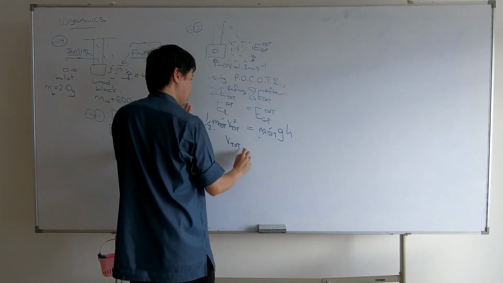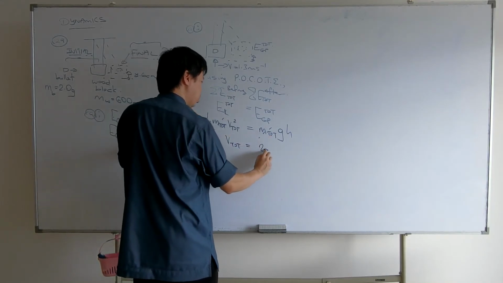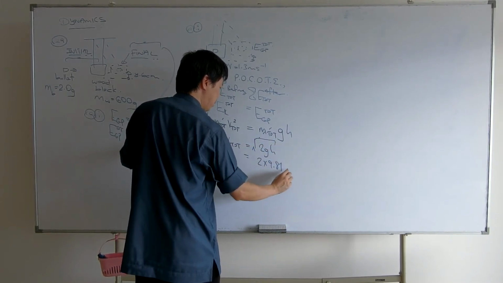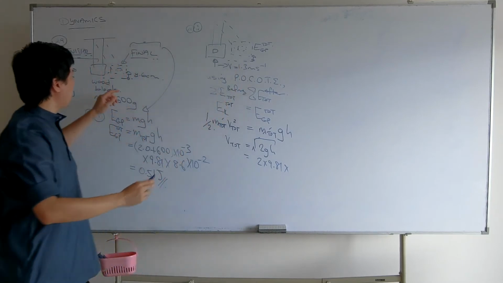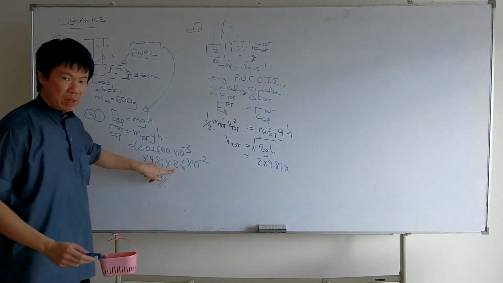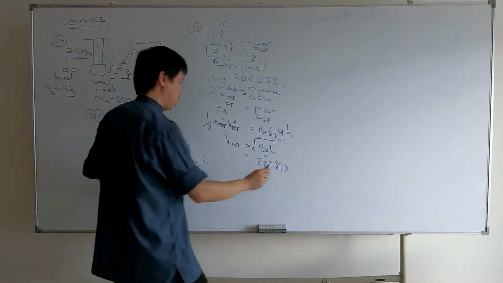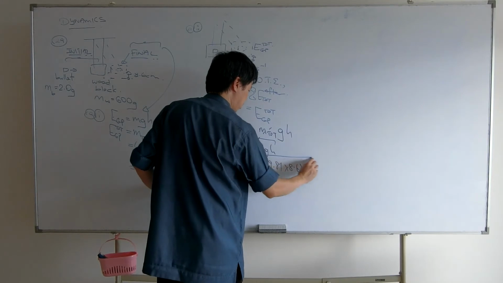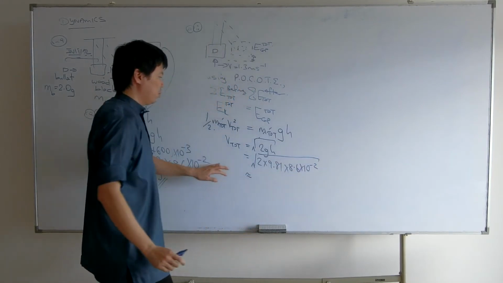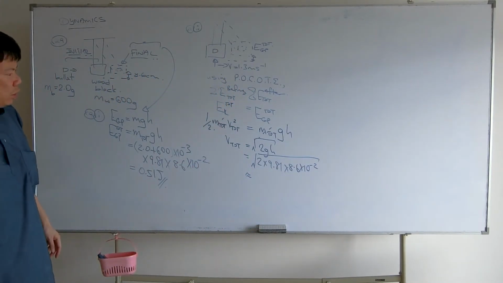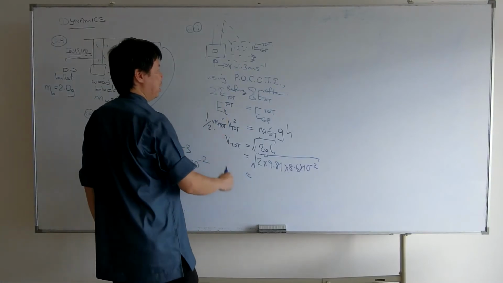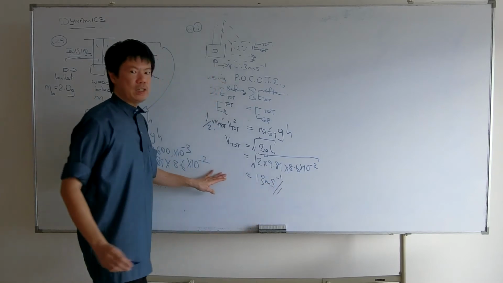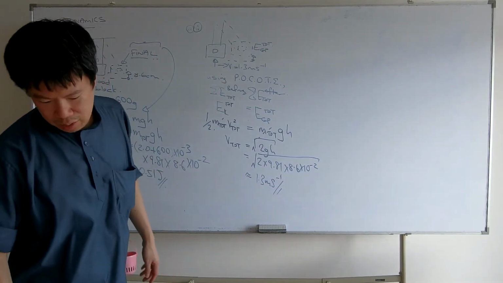So v total is equal to root of 2gh, root 2 times 9.81 times the height here, 8.6. But 8.6 centimeters is not SI, so you need to times it by 10 to the minus 2. Your v total, hopefully, when you calculate it, will be 1.3 meters per second. Please pause the video first and double check that this is indeed the value that you get.